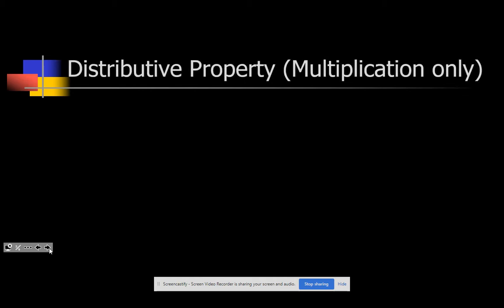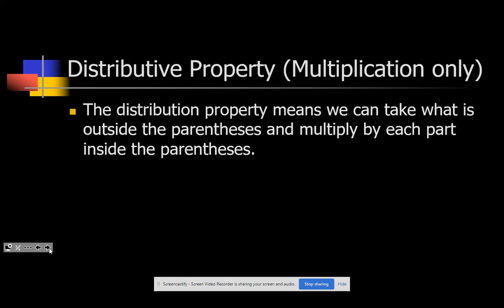The distributive property works only for multiplication. The distributive property means we take what is on the outside of the parentheses and multiply it by each part inside the parentheses. You should be absolutely stressing the word each in this definition. The most common mistake when dealing with a distributive property is that people forget to do it to every single part of what's inside the parentheses.